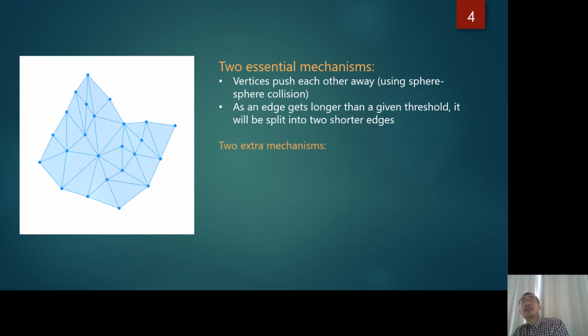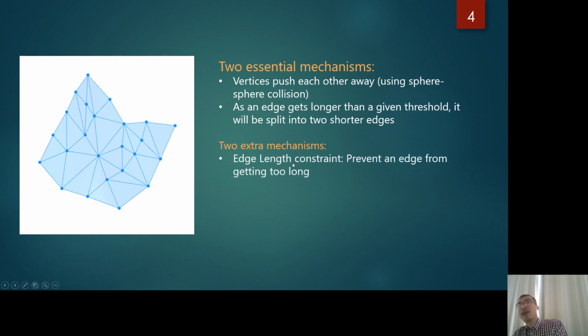Okay, so those are the two essential mechanisms. Having these two would give you some pretty decent looking results already. And then we have two extra mechanisms that are helpful but not essential, okay? So even if you don't do these two extra mechanisms, it's still fine.